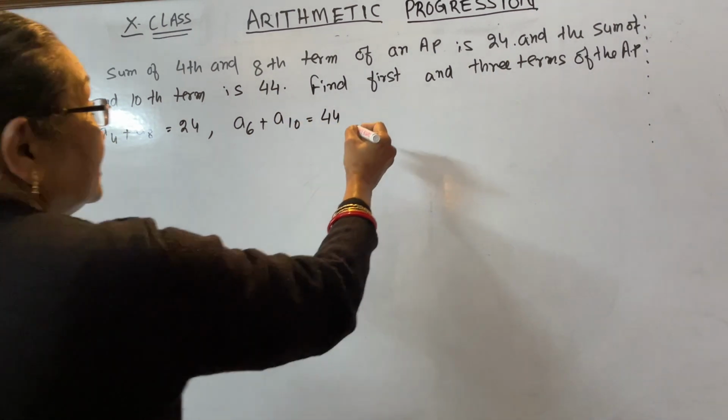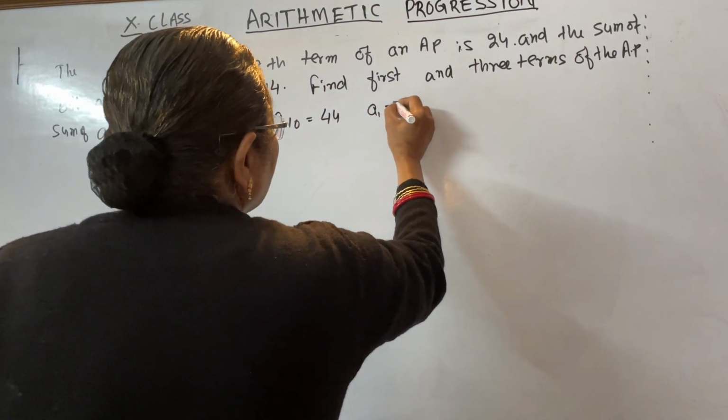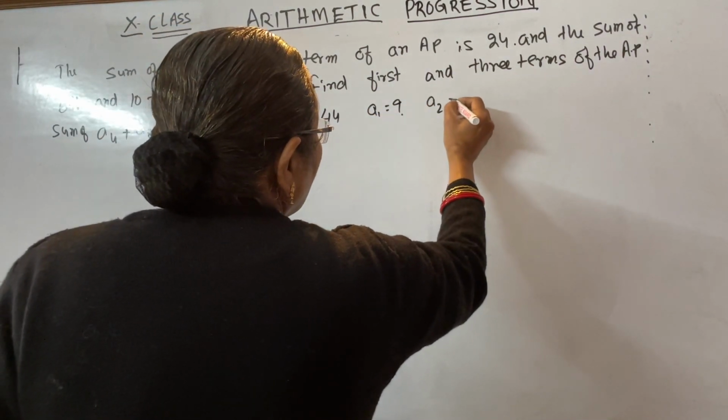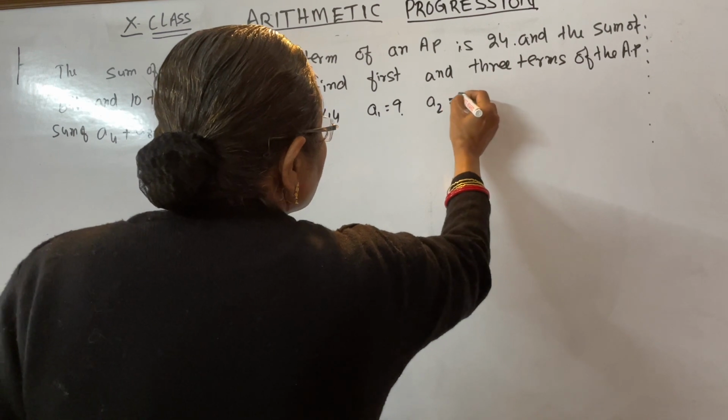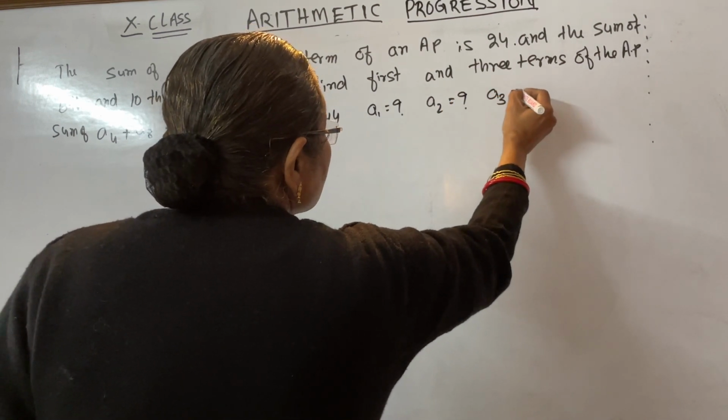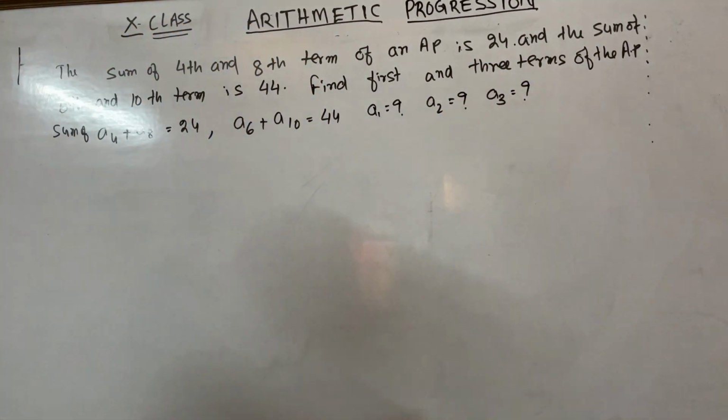44. Now what do we have to find out? A1 you find out, A2 also you have to find out, A3 also you have to find out. First 3 terms we have to find out.